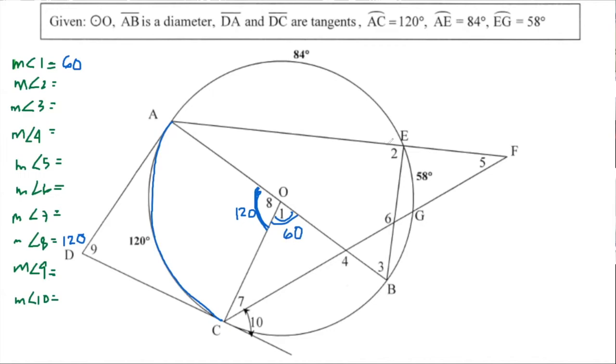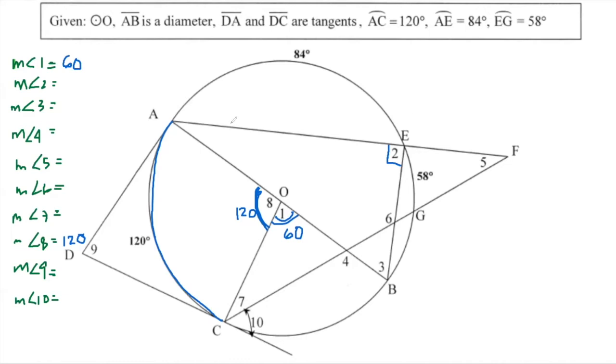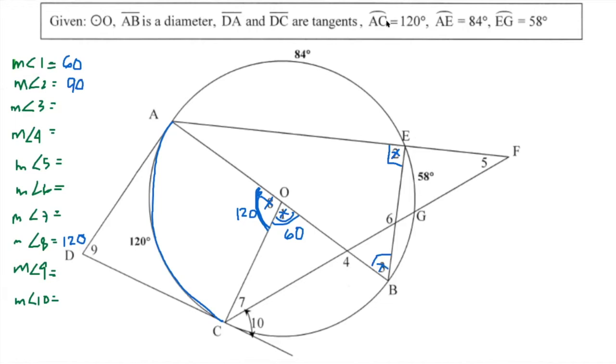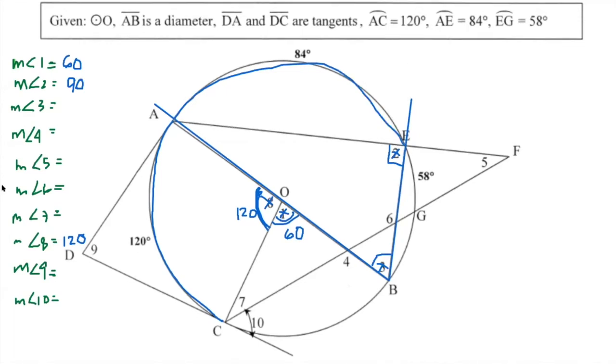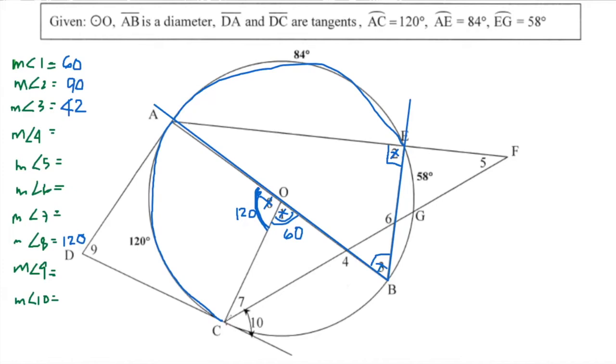We have the measure of angle 2. What is the measure of angle 2? It should be 90. Why 90? Because it intercepts a semicircle. When you have a semicircle, it should always be 90 degrees. Angle 3 intercepts this arc right here. Since it intercepts 84, the measure should be 42.